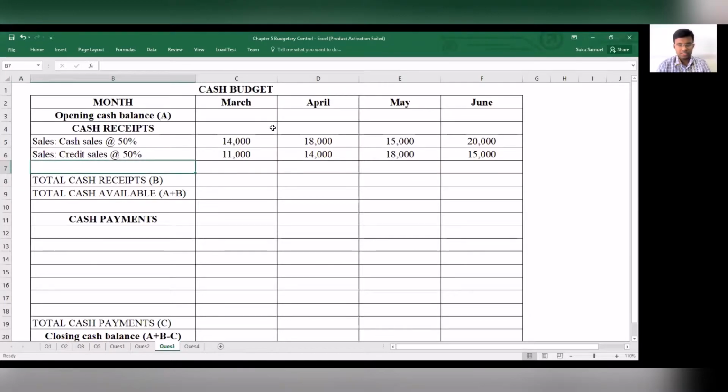So we are done with sales. We saw sales has got two parts. You have cash sale and then you have a credit sale. Next, what we have is you have to collect 12,000 as interest on deposit.